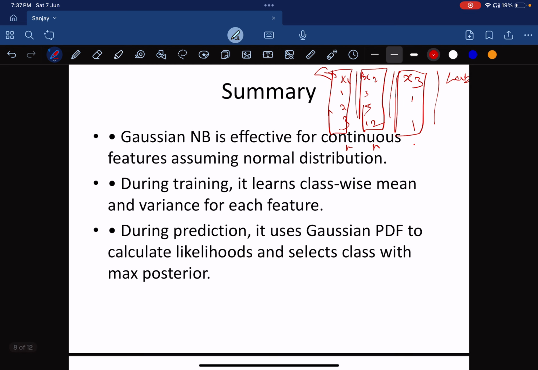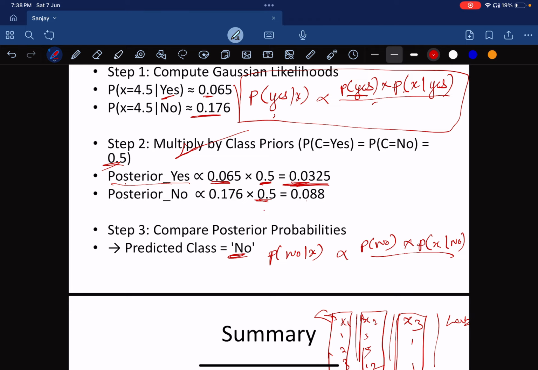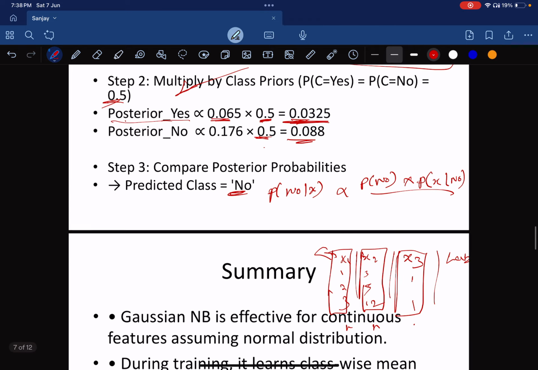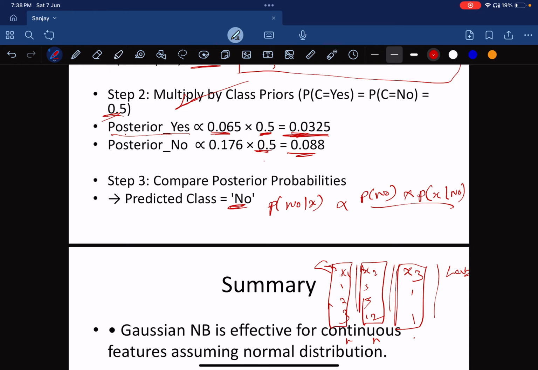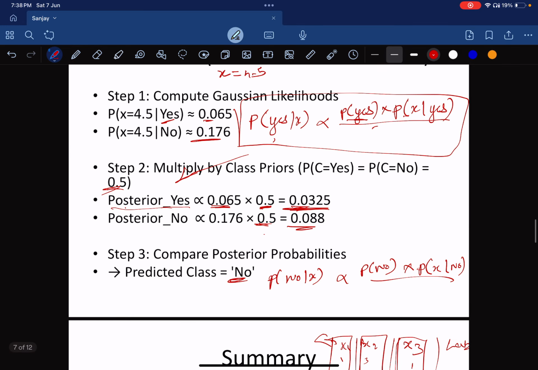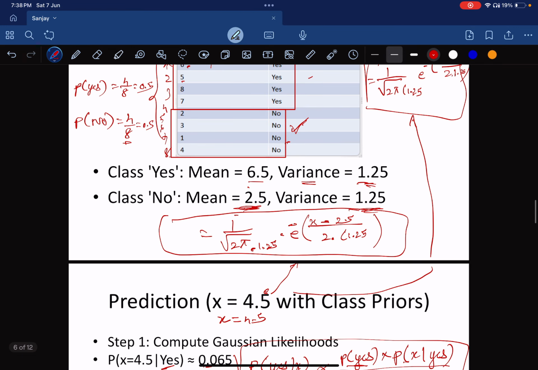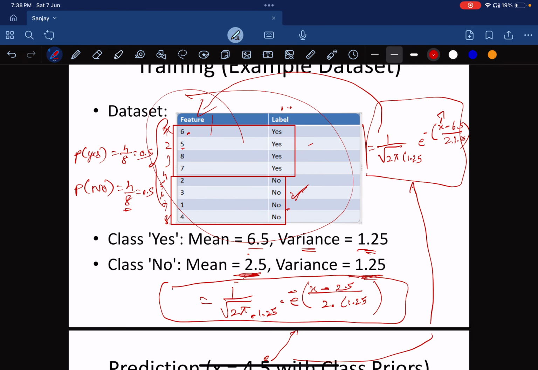After finding them, during the prediction it will use the Gaussian PDF to calculate the likelihoods, and then select the class which has the maximum probability. As I told you, here we are selecting the maximum probability. In this case, class no has the higher probability, so we predict that it is a no class data point. Here we saw a single feature in this example. For a better understanding, we will go to the next example, which has two features.